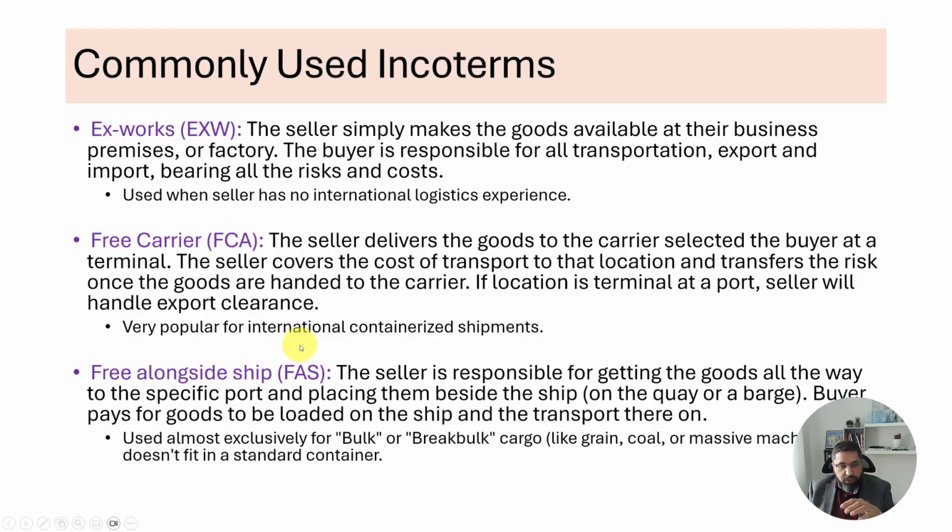FAS is used when the goods are kind of loaded into the ship in like a cargo hold, not on a container. So sometimes you're transporting things like coal or LNG, liquid natural gas, or oil and gas, things like that. There, you may have to transport the things all the way till it's alongside the ship at the loading area. Or agriculture products, because sometimes they're loaded not in those standard containers, but in a big cargo hold of the ship.